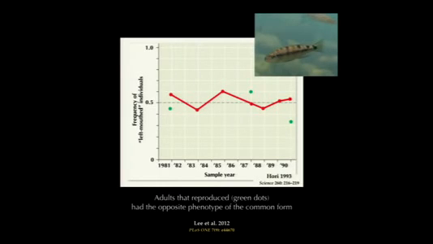Now, why might left-mouthed individuals, when they become too numerous, have less success? Can you give me one or two explanations? Sure.